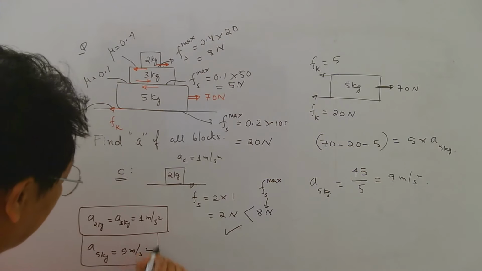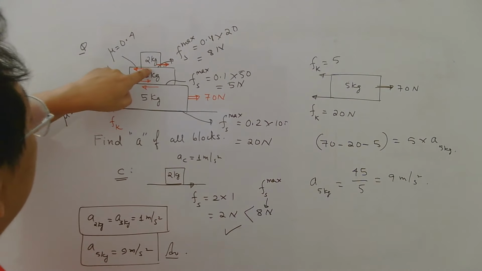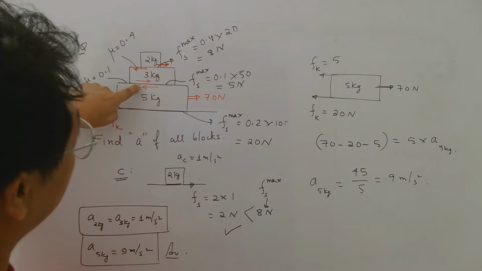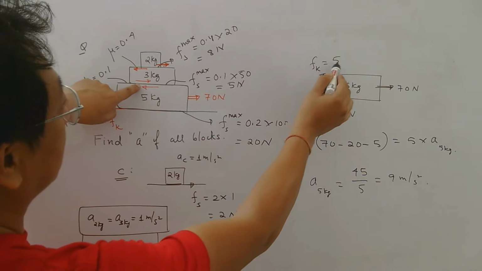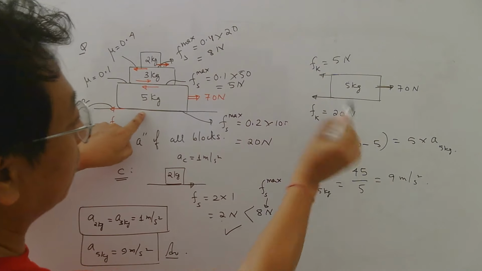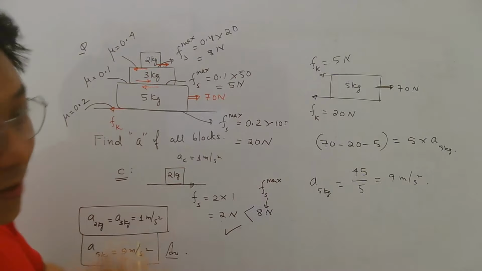So that would be the answer, isn't it? If they ask friction here, that is static friction, 2 Newton. If they ask friction here, that is kinetic friction, 5 Newton. If they ask friction here, that is kinetic friction, 20 Newton. So friction also we can give at different surfaces, right?